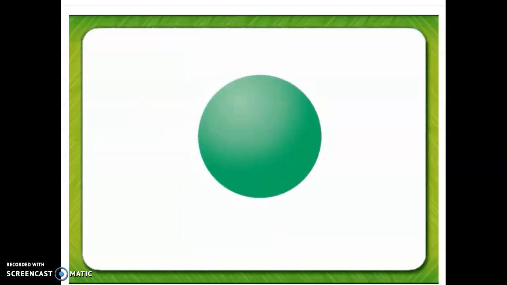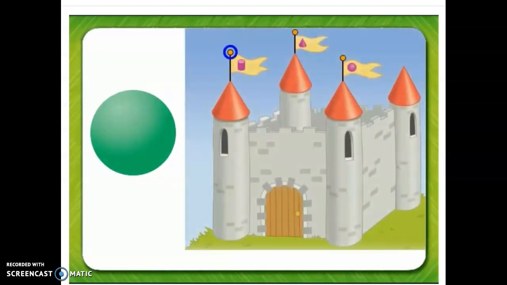This is a sphere. A sphere does not have any faces, vertices, or edges. The tops of these flagpoles are shaped like spheres.